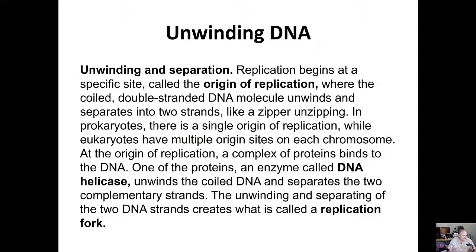In prokaryotes, there is a single origin of replication, while eukaryotes have multiple origin sites, so that each chromosome has an origin of replication, which is a complex of proteins that bind to the DNA. One of the proteins is an enzyme called DNA helicase that unwinds. It actually makes a nick, causes the DNA to spin around, and then binds it back once it's done doing what it needs to do.